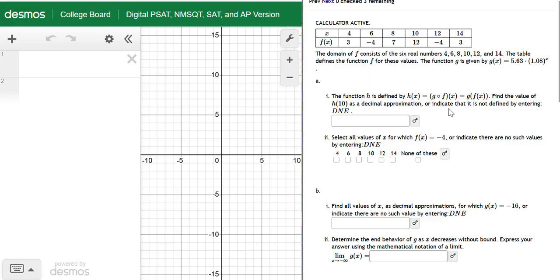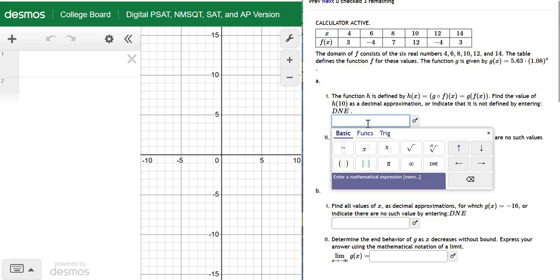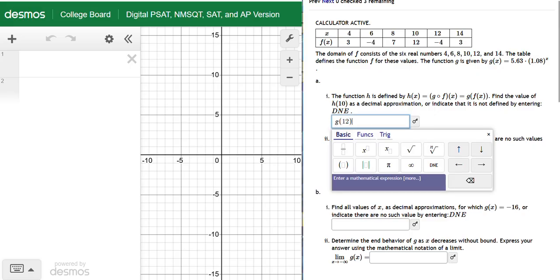Here, the first question is a composition of functions. You're taking g of f of x. So if we work with the inner function, which is f of x, given by the table up here, and then the g function is given by the equation. So it says find the value of h of 10. So when we look at h of 10, the inside function is f. So if we search for the input of 10, its corresponding output is 12. So really what we're now working with is g of 12 is what we're being asked to evaluate.